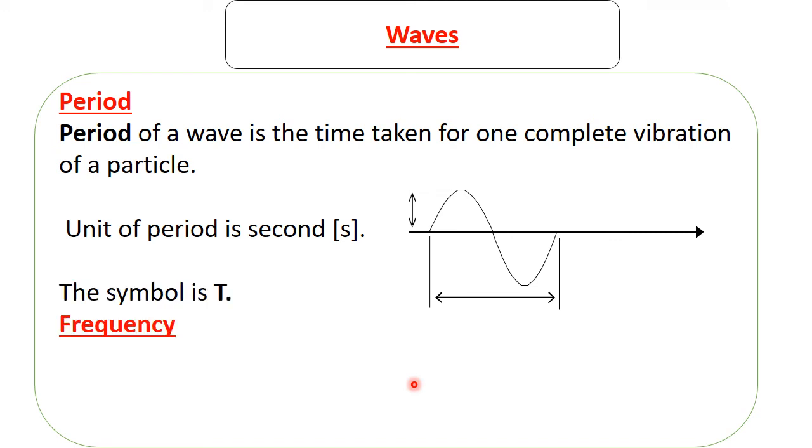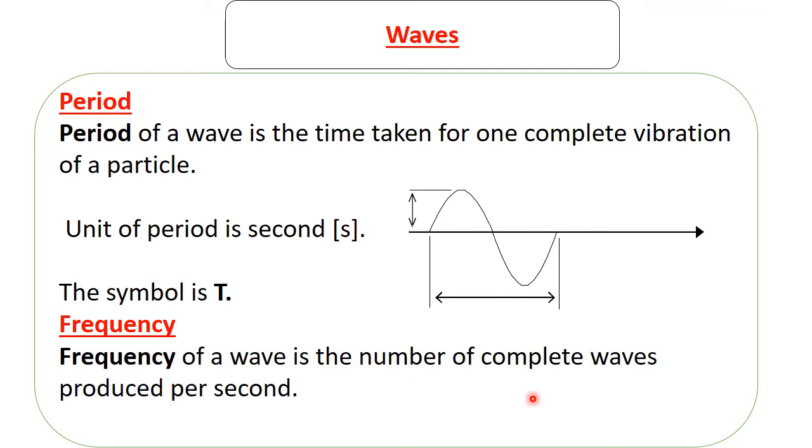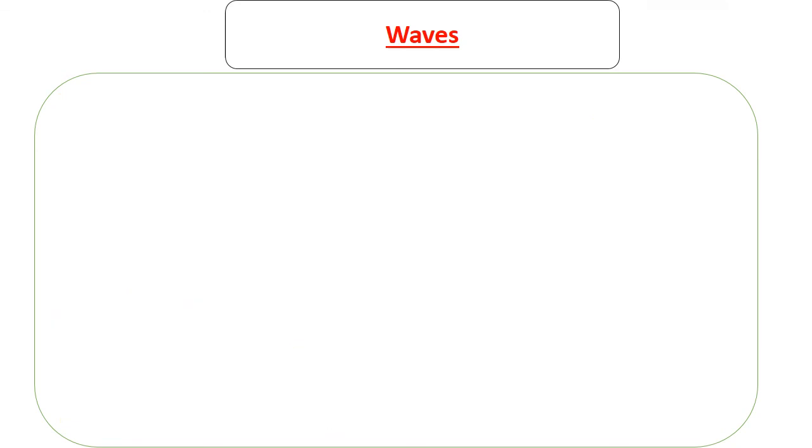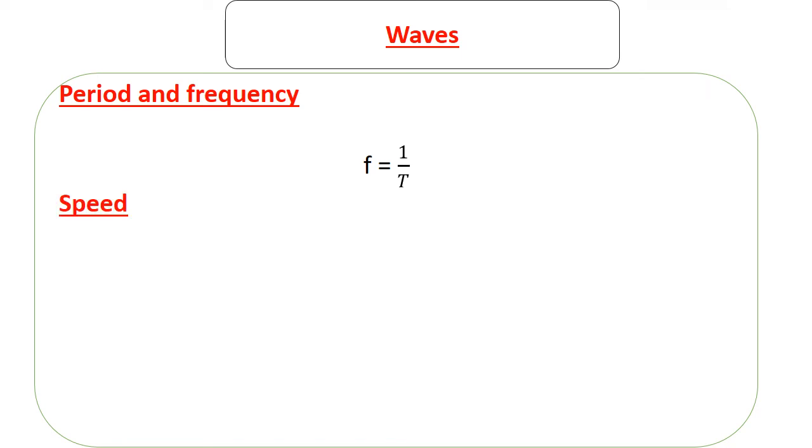Next is frequency, which is the number of complete waves produced per second. So the number of these complete waves produced in 1 second is called frequency. The units of frequency are hertz, Hz, and the symbol is f. There is a relationship between period and frequency. Just like in the pendulum, the relationship is f equals 1 over T, where f is the frequency in Hz and T is the period in seconds.